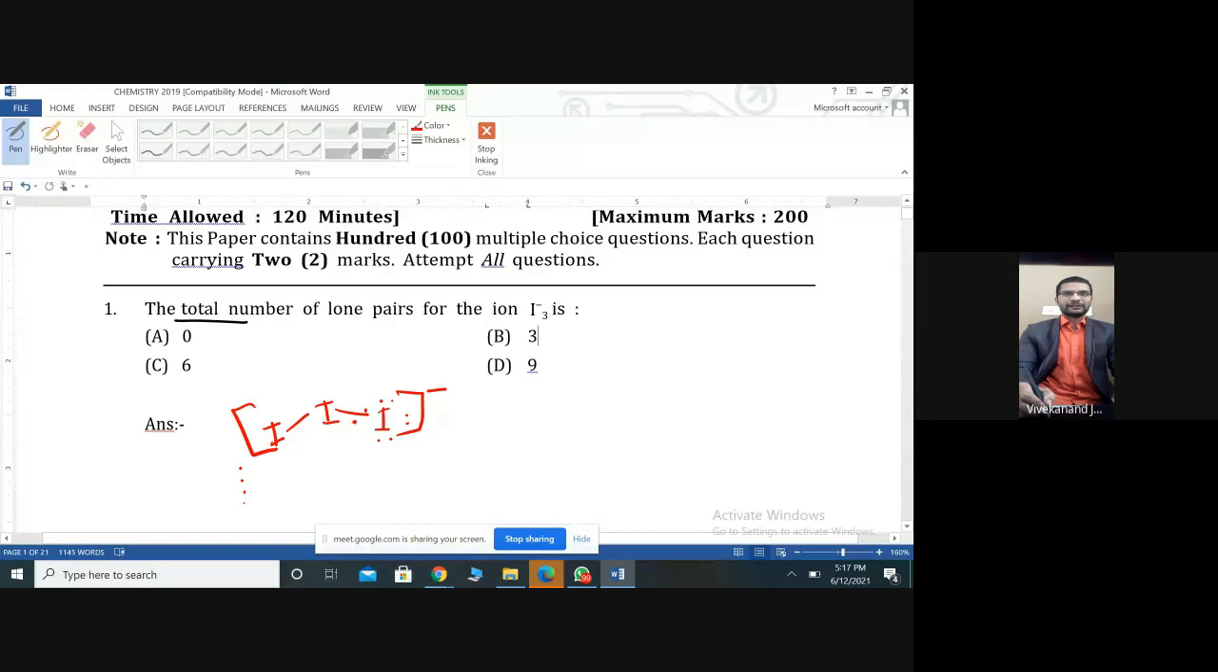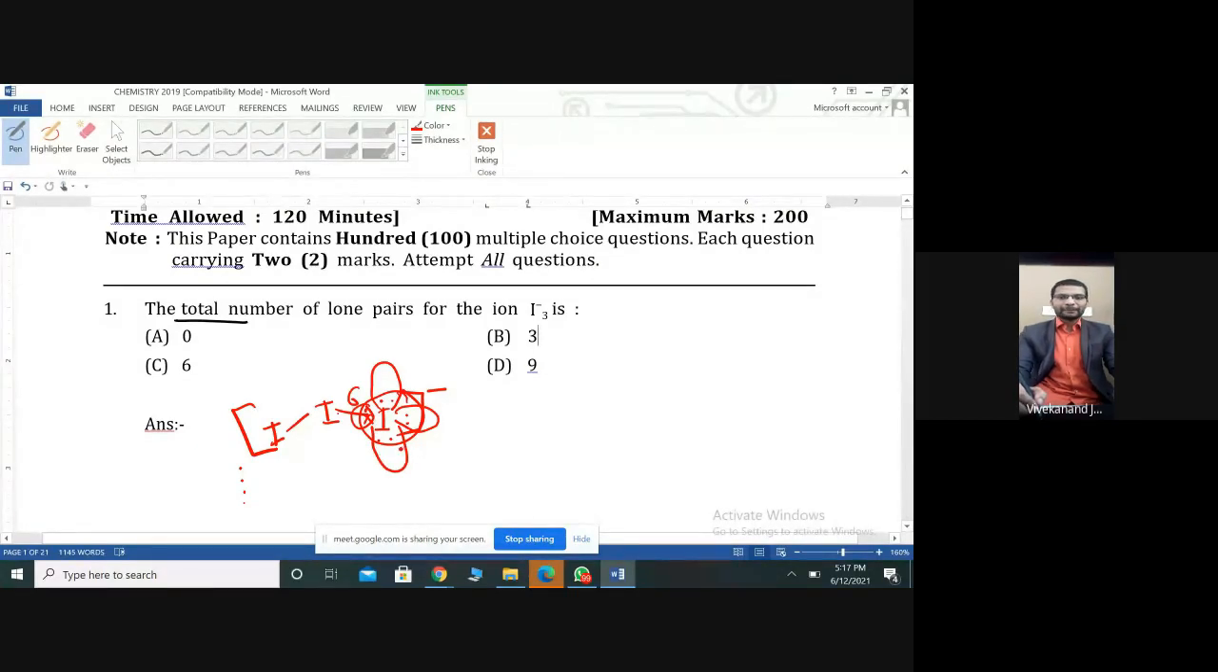Seven electrons are present on your iodine, and each iodine is forming one bond. So one electron from here, they are using this electron for the sigma bond formation. Now two electrons you can see here, also here we have two electrons, and here also we have two electrons, and they are asking for the lone pair.